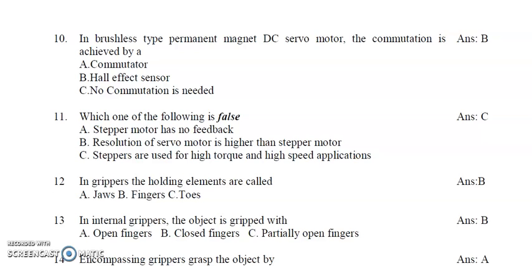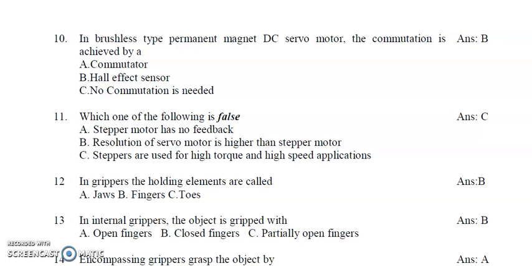11. Which one of the following is false? A. Stepper motor has no feedback. B. Resolution of servo motor is higher than stepper motor. C. Steppers are used for high torque and high speed applications.